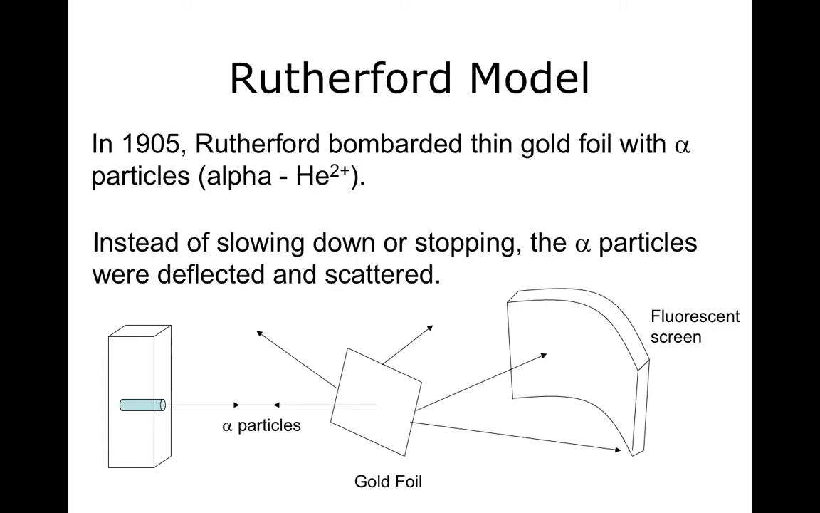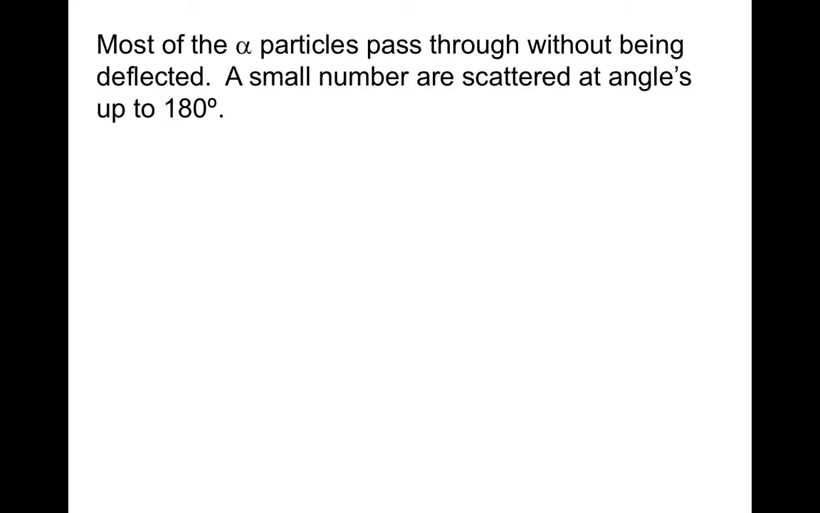Most of the alpha particles went straight through that gold foil and onto the fluorescent screen. And what he found was that most of the particles were not deflected. They just simply went straight through. Their path was unchanged. However, some of them did deflect. Most of the particles passed through without being deflected at all. A small number were scattered at different angles up to 180 degrees.